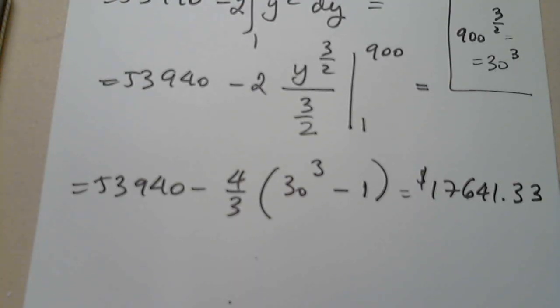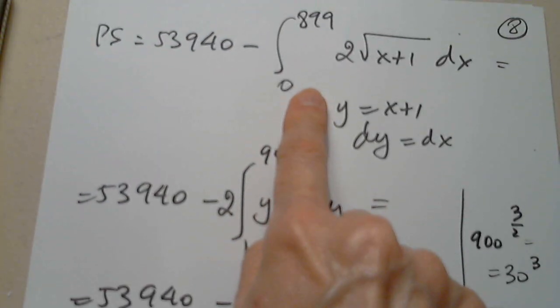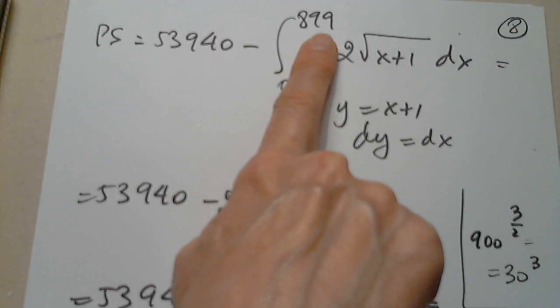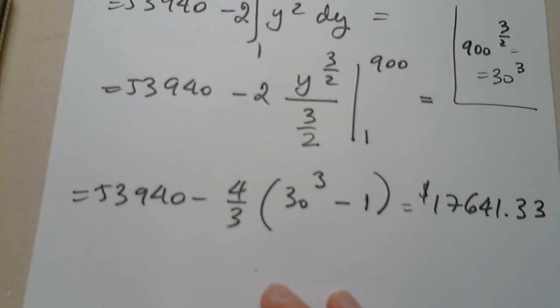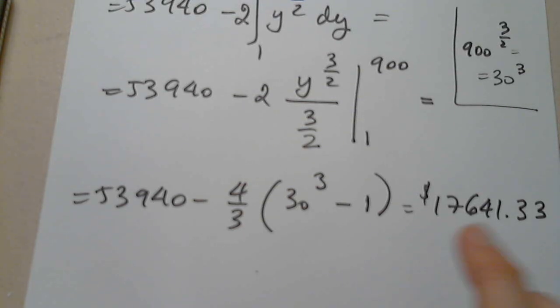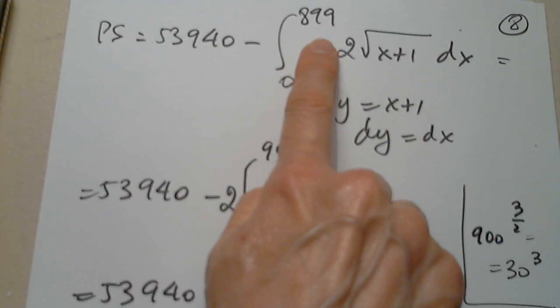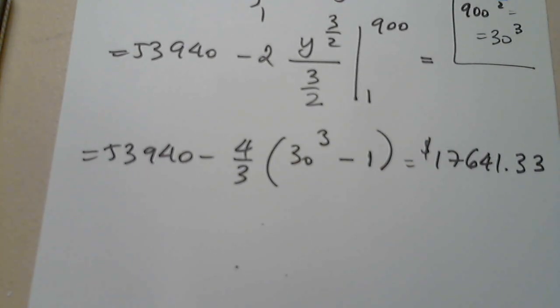So the producer surplus, whenever we decide to purchase 899 units at the price of 60 per unit, what they keep for themselves without telling us is 17,641. But this is huge when we buy 899 units of a product at the price of 60 per unit.